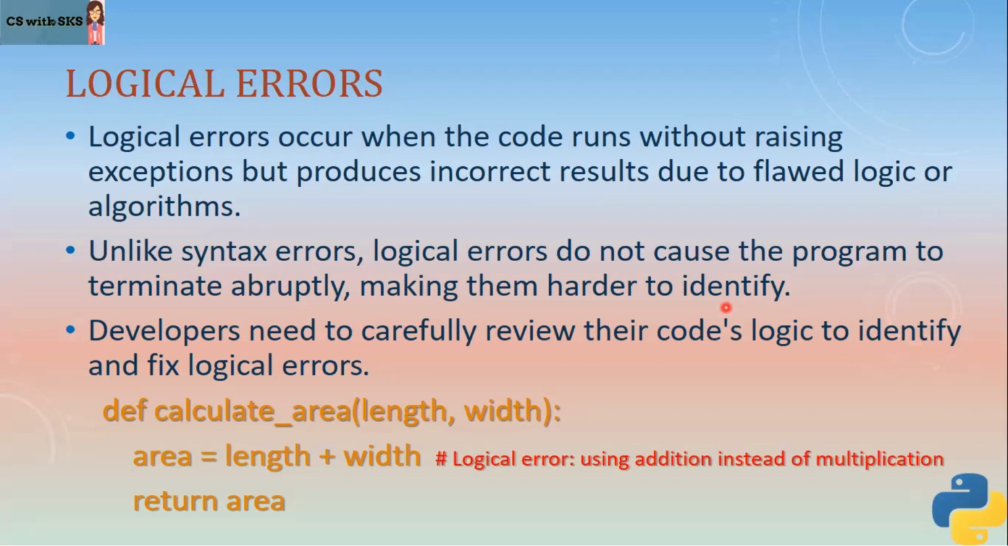Another example for logical errors can be, if you look here, there is a function created, defined. Function name is calculate underscore area, where two parameters are passed, length and width. Then inside the function, area is equals to length plus width. So here the logical error is, instead of using multiplication, programmer has used addition sign. You all know that area of rectangle is length multiplied by width, not length added with width.